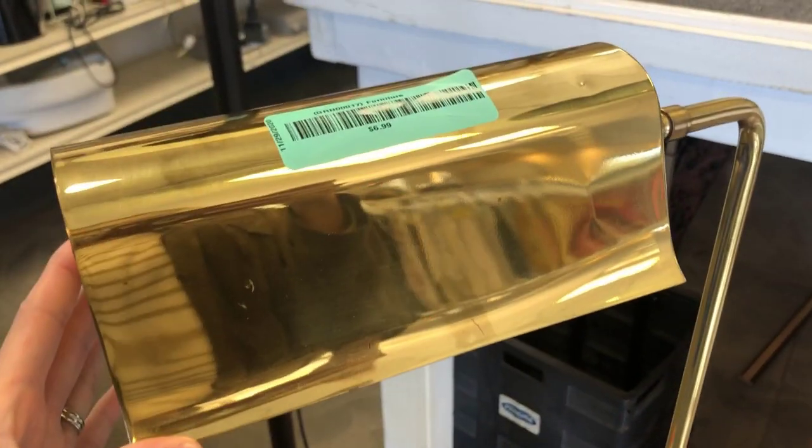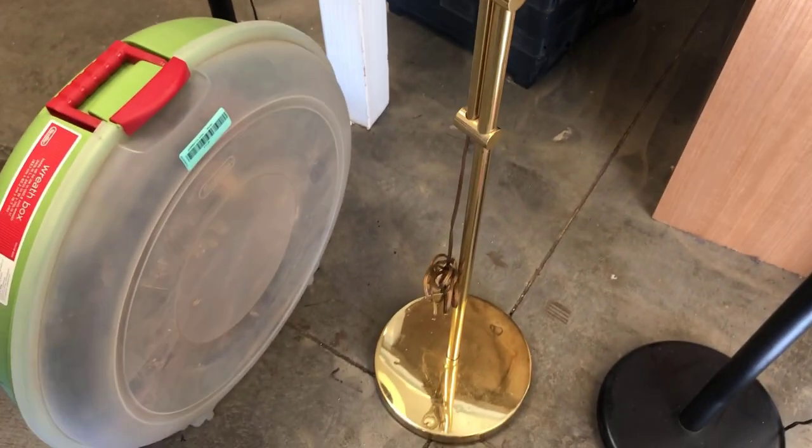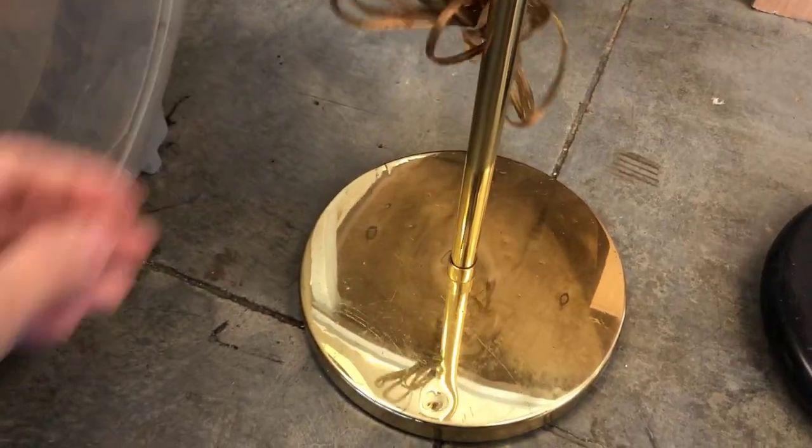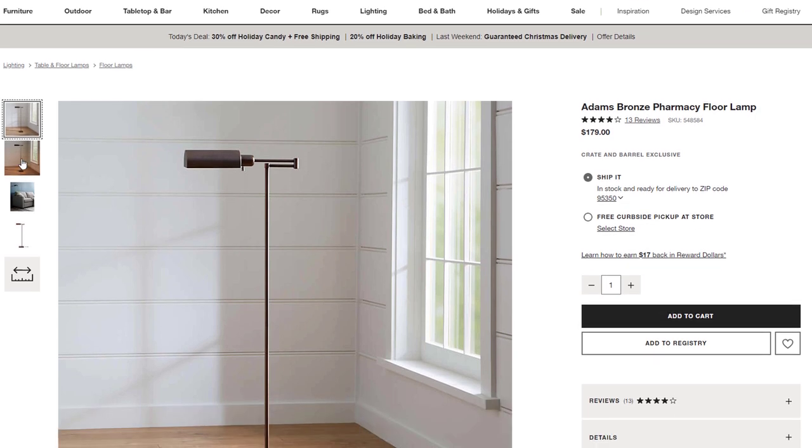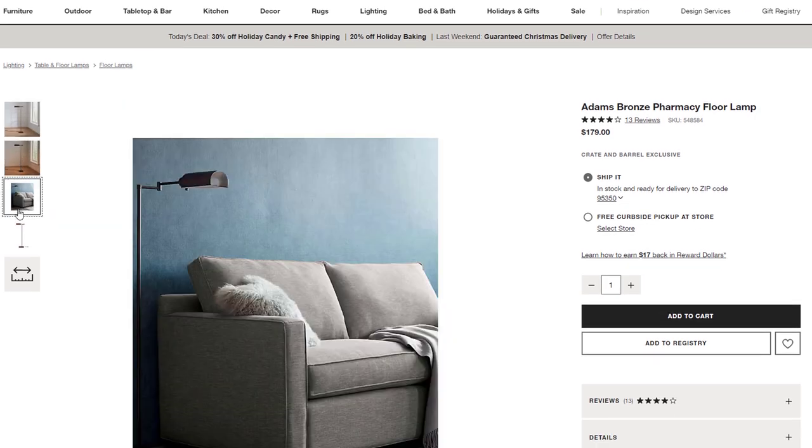So the backstory on this lamp is pretty basic. I popped into Goodwill, as I always do, just to see if they have anything interesting in there. And to my surprise, I love these task lamps. I have seen these before. However, they can be pretty pricey.